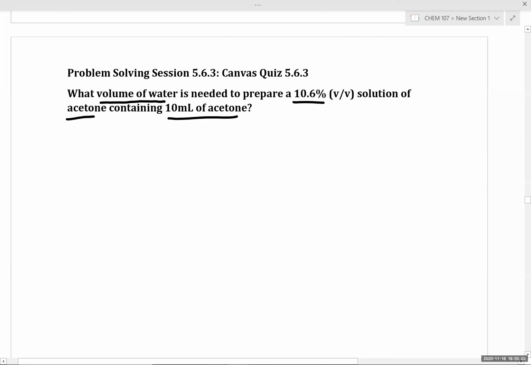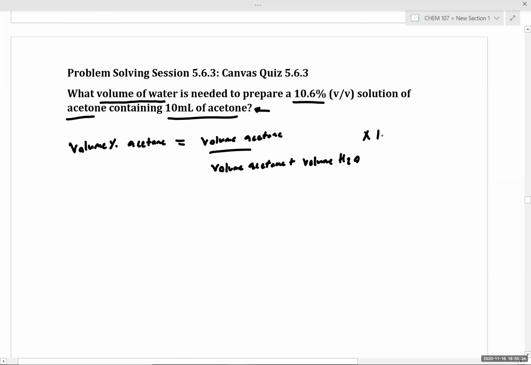So let's talk about this example. We know our volume percent. In this case, we're looking at the volume percentage of acetone because we're told acetone is our solute. That is equal to the volume of acetone over the volume of acetone plus the volume of water times 100%. And we know the volume percent is 10.6%.